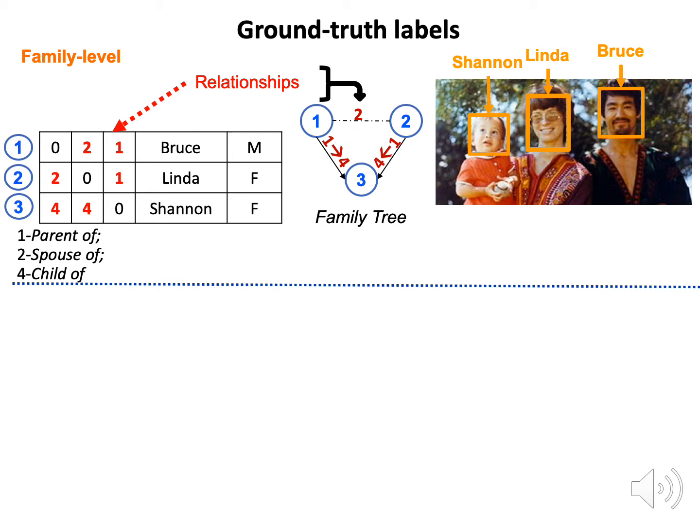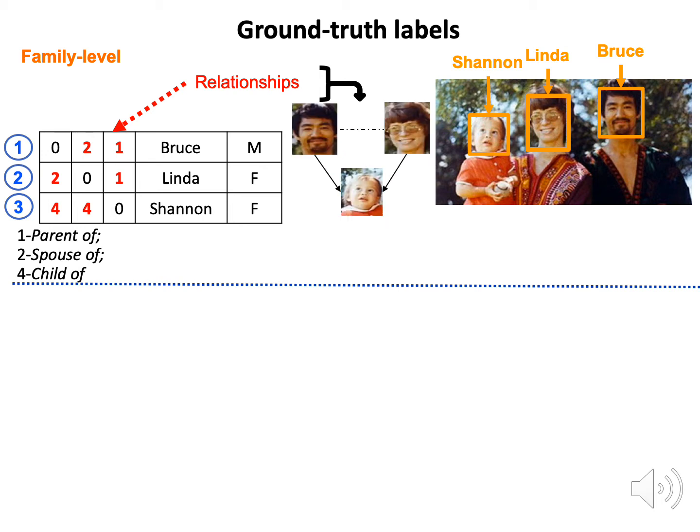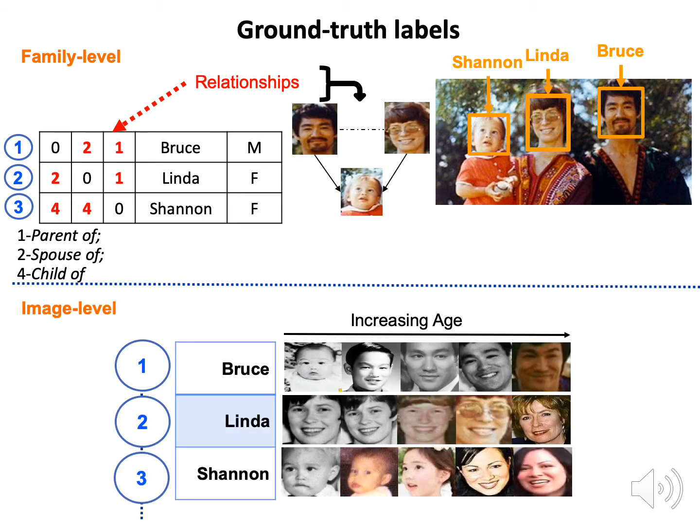And you can see the inverse relationship between member 1, who is Bruce, being the spouse of member 2, Linda, and the parent of member 3, Shannon. And then over here, to the right of the matrix, we have the gender, which would infer the type of relationship. So the parent of the child would infer that that's the father of the daughter. And in the middle, you can see the actual family tree that the matrix converts to. So that was the family level label.